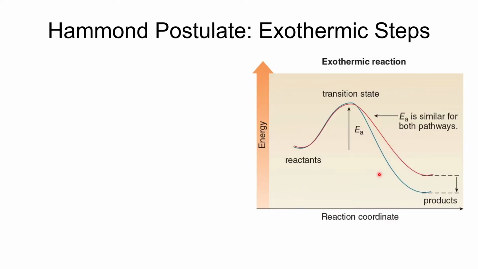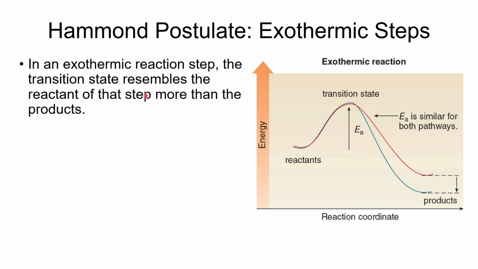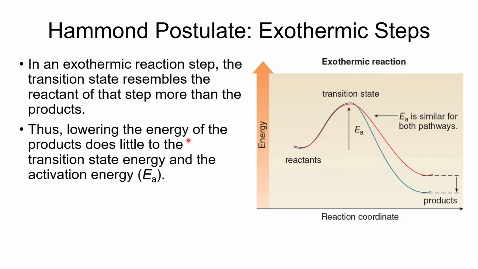All right, now for exothermic reactions. Well, in an exothermic reaction, we will find that the transition state more closely resembles the reactant of that step rather than the product. Anything you do to lower the energy of the products isn't going to do much to the transition state energy, because that transition state is going to more closely resemble your reactants.